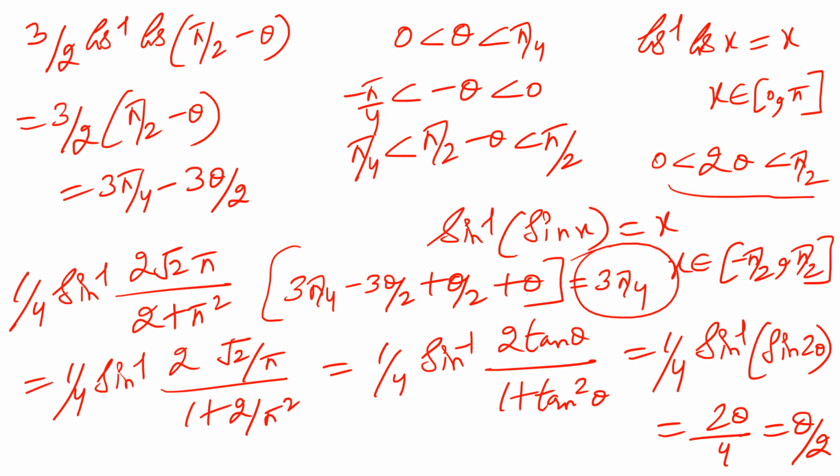Fine. Now students, you can just convert this into decimal by putting the value of pi as 22 by 7. The answer correct up to 2 places of decimal comes as 2.36.